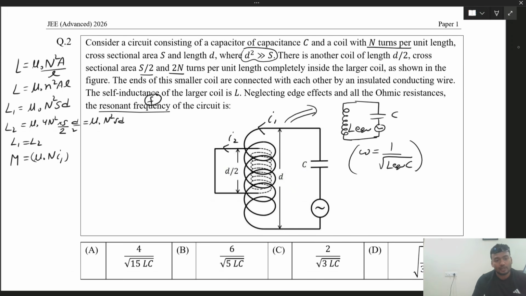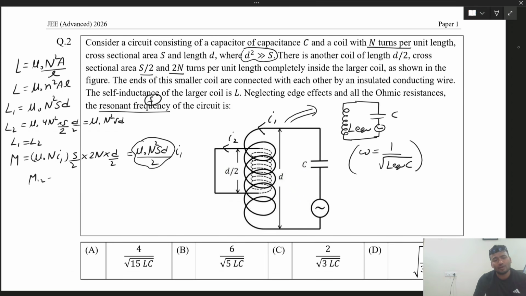Now for inner coil, area कितना बेटा? It is S by 2 and total number of turns 2n. Total number of turns, this n is number of turns per unit length. तो आपको length से ही multiply करना पड़ेगा. That will give you total number of turns. So this is going to give you mu naught n square S d by 2 into I1. So this is behaving as M.